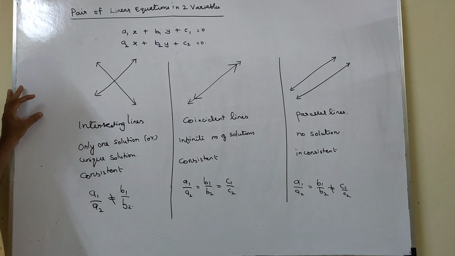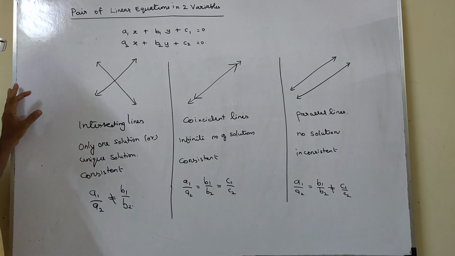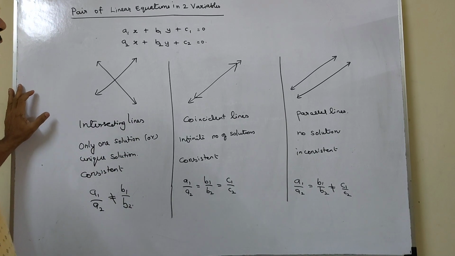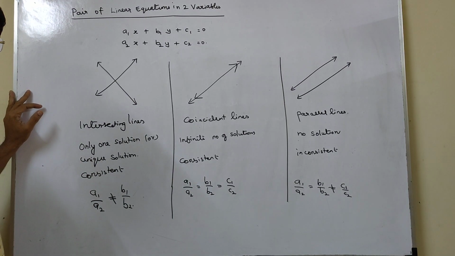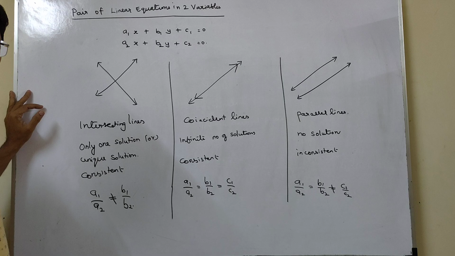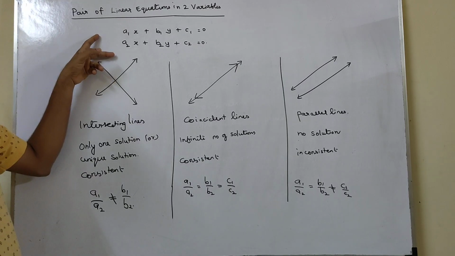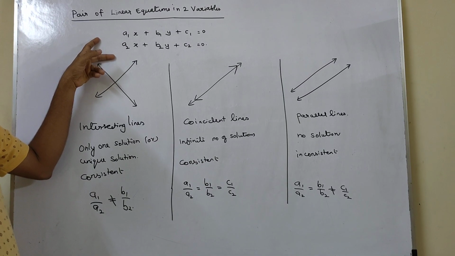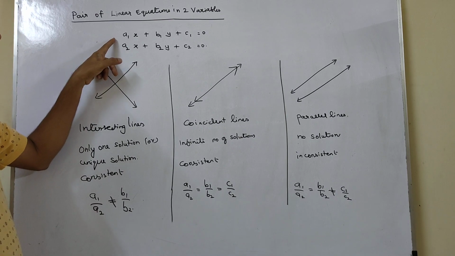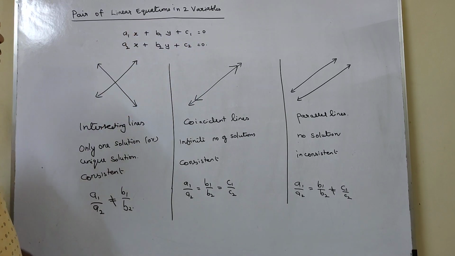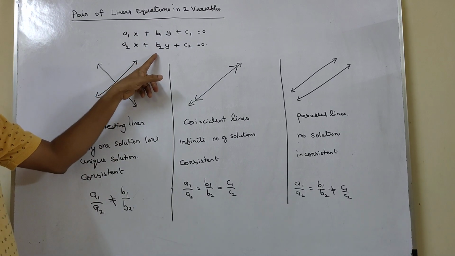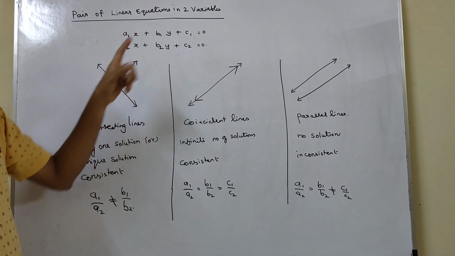To talk about pair of linear equations in two variables. You know what is linear equation? Any equation of degree 1 is called linear. Here we are going to talk about two equations which will come together: a1x plus b1y plus c1 equal to 0, a2x plus b2y plus c2 equal to 0.